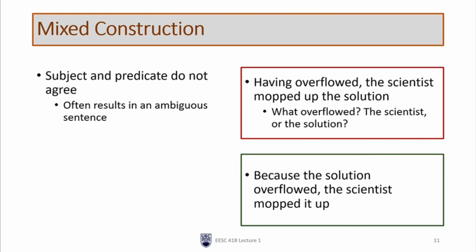So what overflowed? If you just read this, it's probably intuitive to you that it is the solution that overflowed, but the sentence is just not written correctly because it leaves it as ambiguous. Was it the scientist that overflowed or the solution that overflowed? The best way to fix these sentences is to completely rewrite the sentence and just make it explicit what is the subject and the predicate. Because the solution overflowed, the scientist mopped it up. Here, the pronoun it clearly refers to the solution. And the first part of the sentence is very clear that it is the solution that overflowed. Again, go to the links I've left and you'll see several more examples of this type of construction.